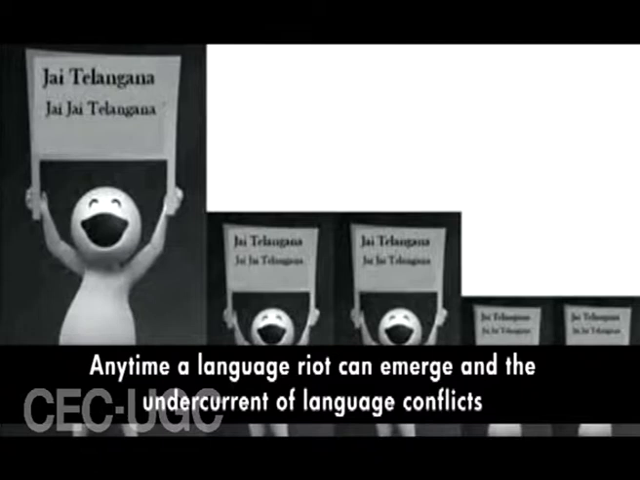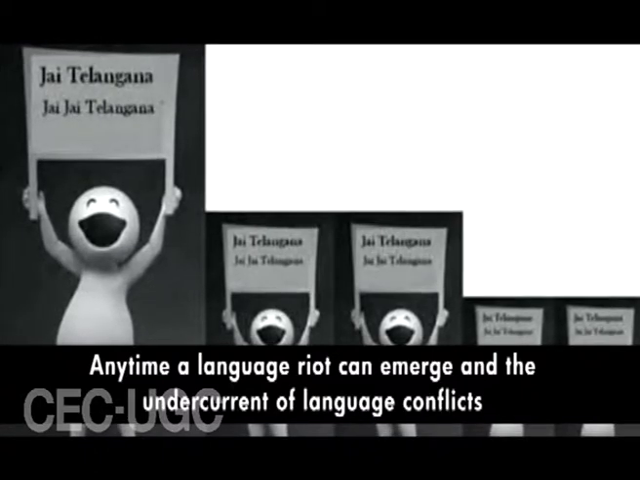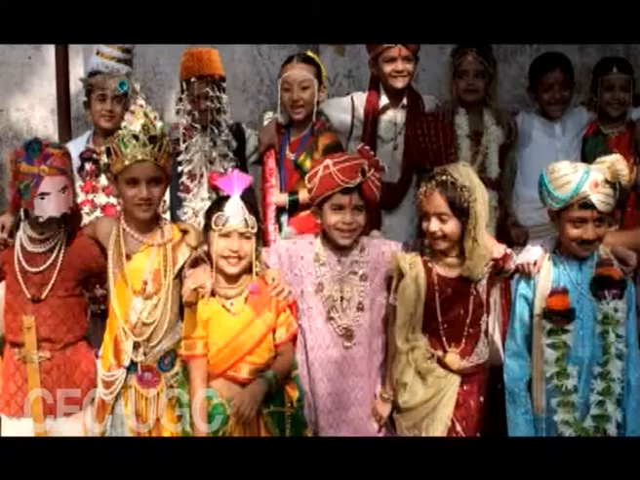Let's come back to our present age. As we all know, the present stage has changed a lot from what it was, say, about 25 years ago. We can't actually say that language conflicts are solved, but they remain hidden. The attention has been directed to some immediate causes. All the controversies have calmed down to a great extent, but keep in mind, any time a language riot can emerge, and the undercurrent of language conflicts is still on.